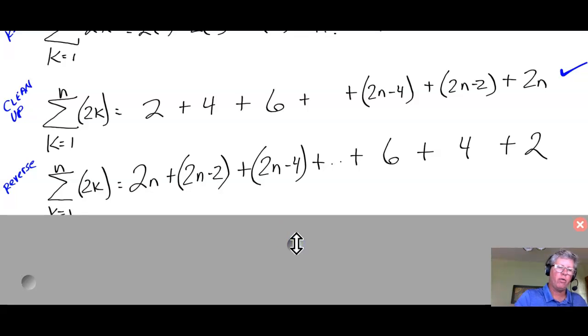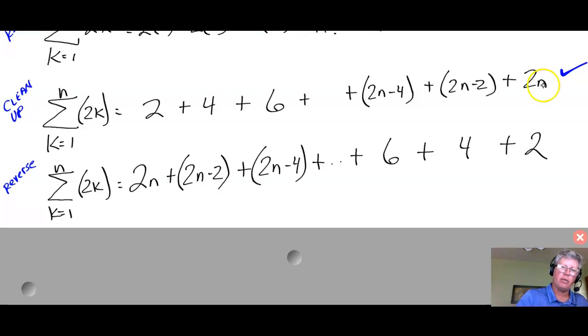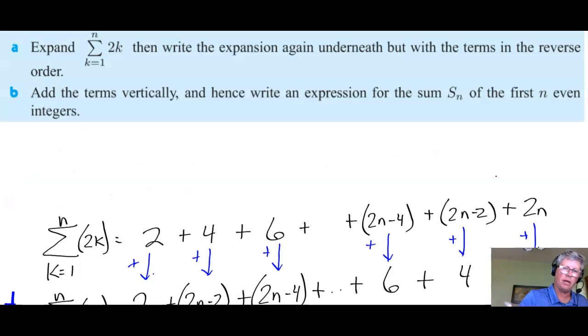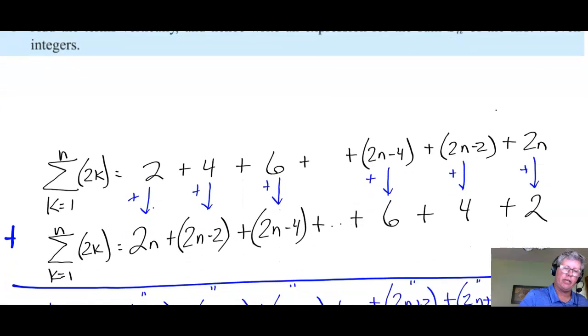So reversing the order means I start with this term and then I write this term and write this term, dot, dot, dot, and so forth. So hopefully you can see that I've done that.